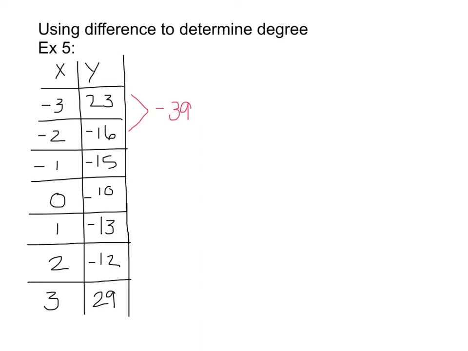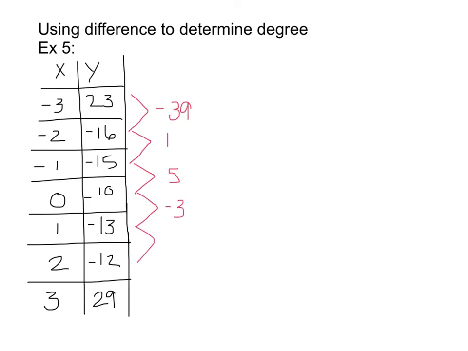Okay, this is where most students make a mistake. They jump and they do 15 and 10, but you have to do 16 and 15. So negative 15 minus negative 16 gives me 1. Now we need to look at the difference between negative 15 and negative 10. So we do negative 10 minus negative 15 and we get 5. Now negative 13 minus negative 10 and we get negative 3.